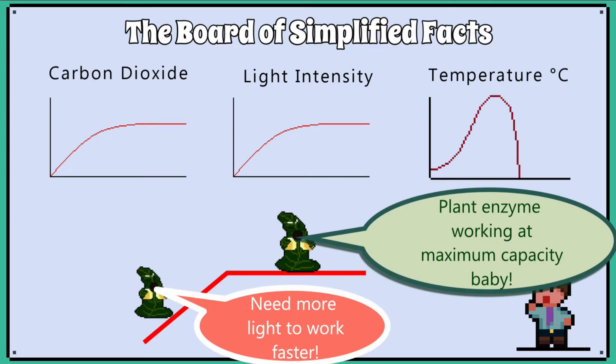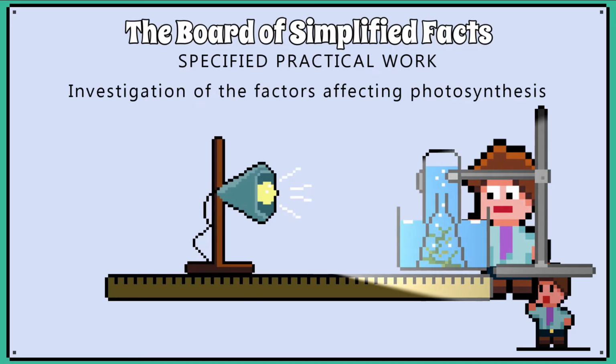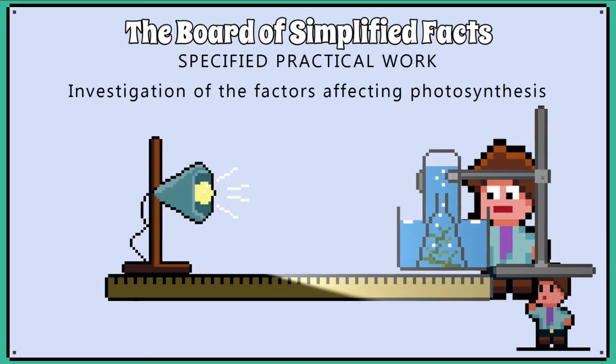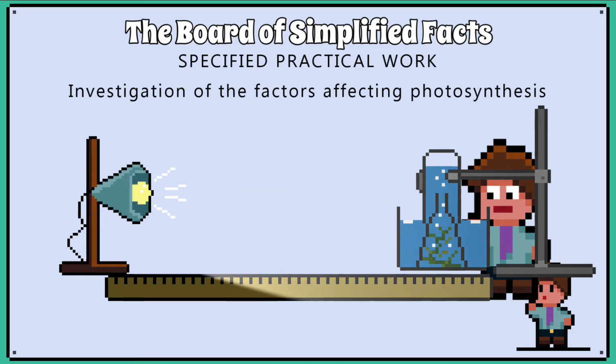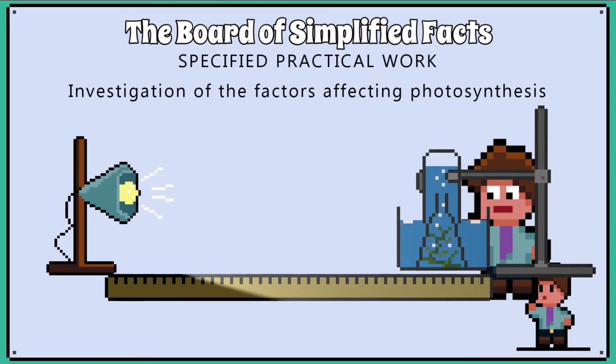Limiting factor graphs regarding photosynthesis are easy to interpret once you understand what a slope versus a horizontal line means from the plant's perspective. We will cover how to interpret these graphs and the specified practical, which is an investigation looking at how changing light intensity affects the rate of photosynthesis in pondweed.